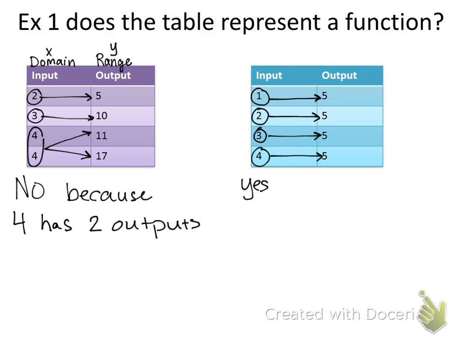Darius? Because they all have different inputs. For every input, there's how many outputs? 1. Very good. For every input, there is 1 output. Okay, that is the difference of a function. Now I'm going to write this one down and I just want you to tell me yes or no. You don't have to write it down.